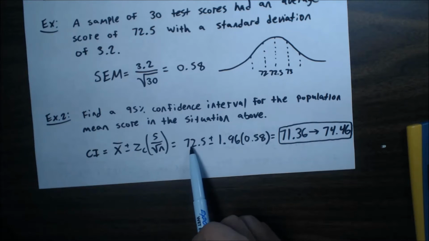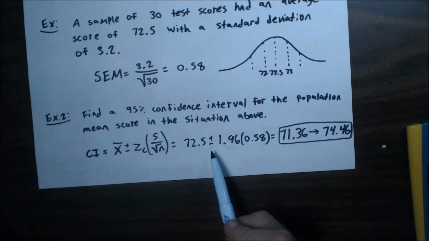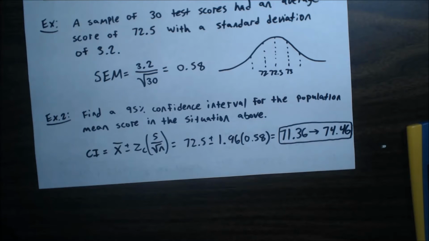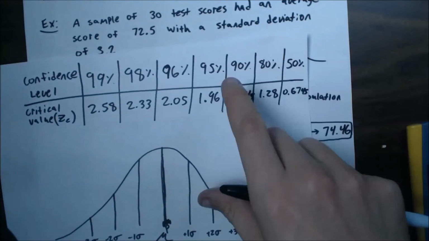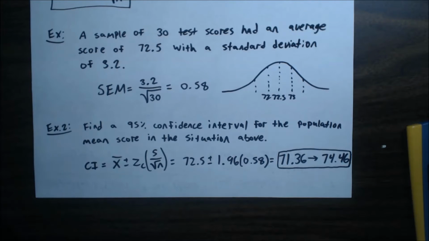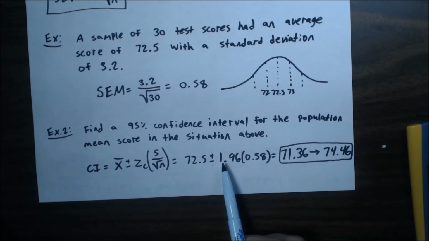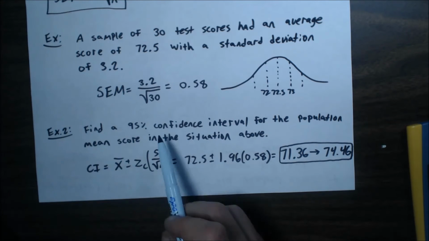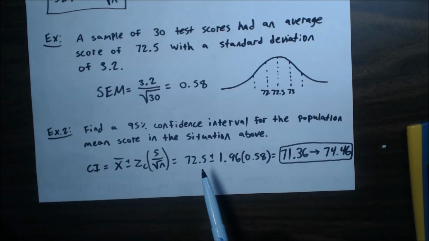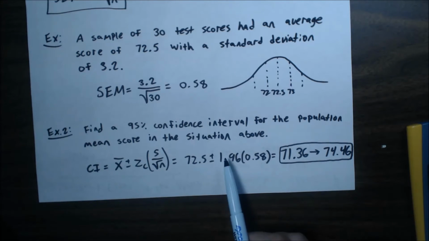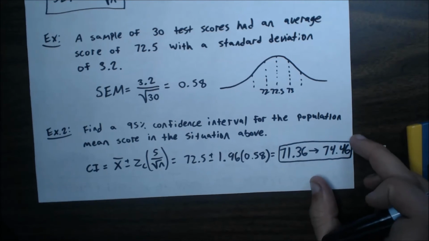So the mean is 72.5, that's in the original problem, plus or minus. 95% confidence interval means I got to look at that table from before. Let me find it here, 95%, I want 95% confidence, I need 1.96 for my critical value. So you're going to use that table a lot when you're doing this. 1.96 times, and this is just what I found before, the SEM, okay? That's all this is, 0.58. So I put this in my calculator. I subtracted first, I got 71.36. Then I added, and I got 74.46.